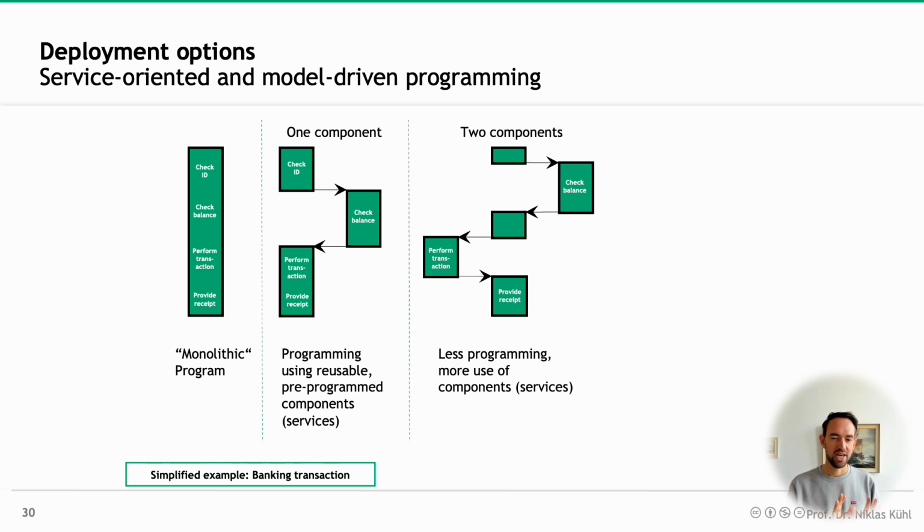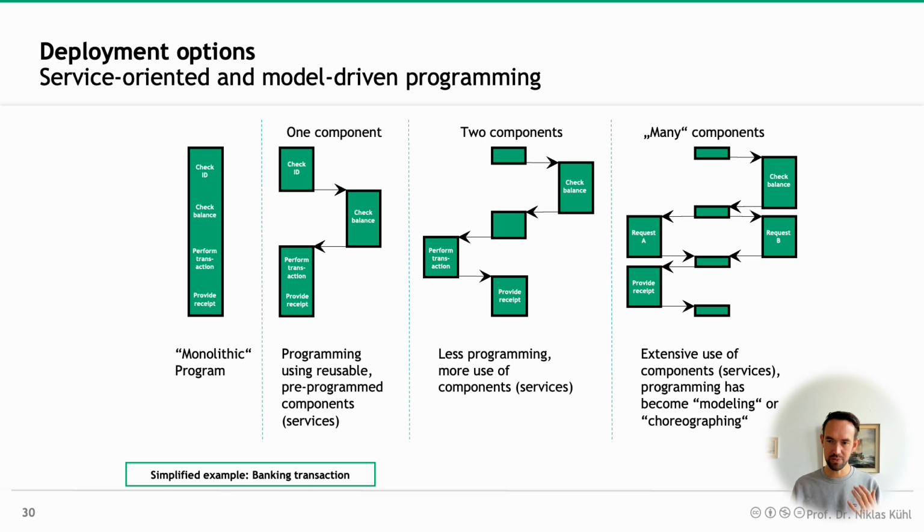And you can already see a shift of the way that we work here, right? In the monolithic way, it was all about programming, coding. Now it's less of programming, but more using of pre-existing, predefined components and services with well-defined interfaces. And today we are in the world of many components, so an extensive use of components or services. And that's interesting because when you develop a program right now, it's become more of a modeling or choreographing than about knowing everything by heart and coding it down, because we use so many predetermined services.